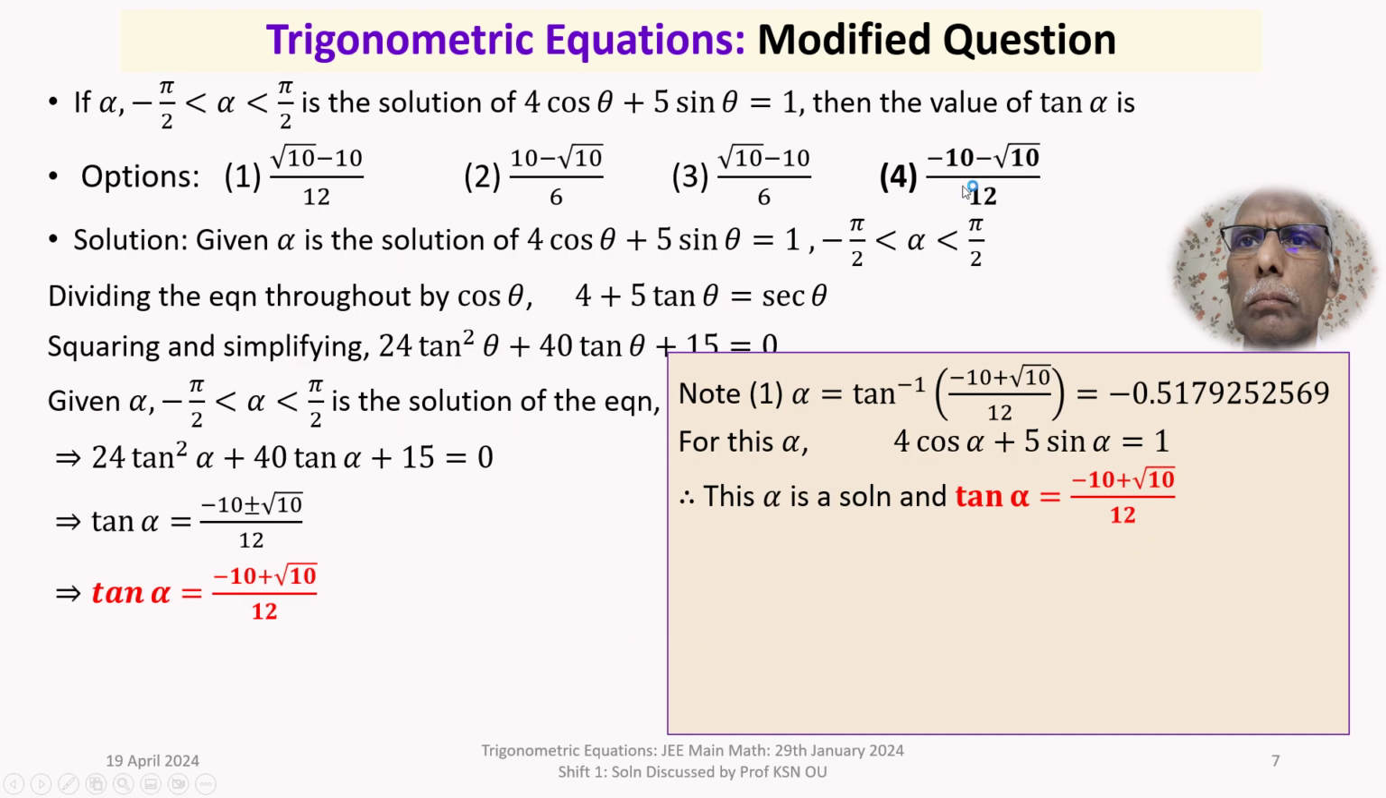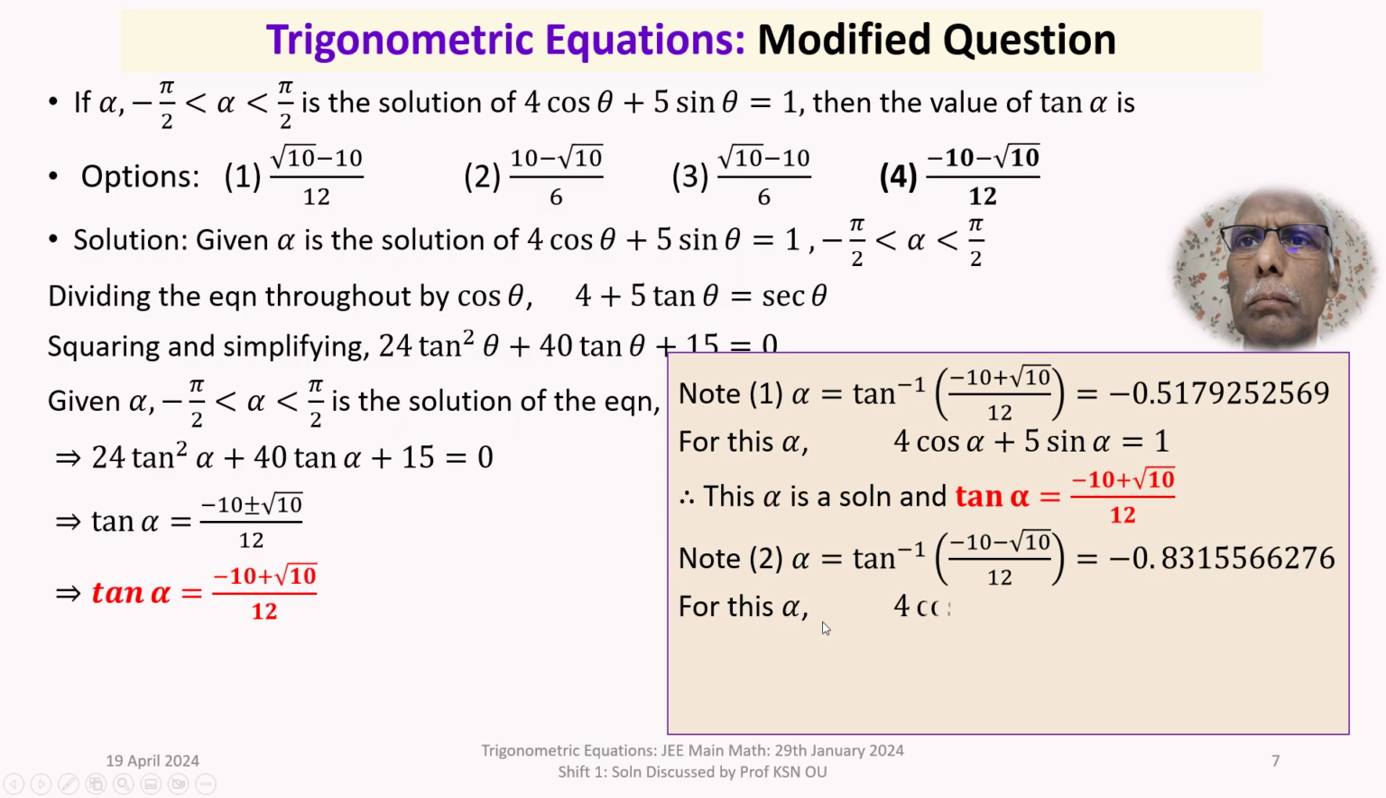Then what happens to the second one? The second one is also a solution according to this. And so you take alpha is equal to tan inverse of minus 10 minus root 10 by 12, that is equal to minus 0.8315566276. So this alpha very much lies in this interval, minus pi by 2 to plus pi by 2 also. But for this alpha, 4 cos alpha plus 5 sin alpha is minus 1, which does not satisfy the given equation.